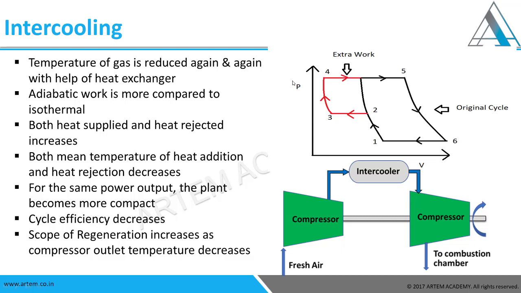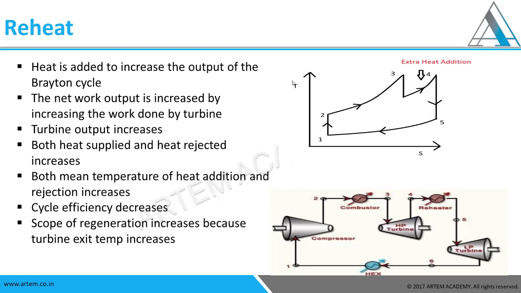This is because we have to give more heat now. From 4 to 5, we have to give more heat. And the work output increases, but generally it falls in the region where the efficiency decreases. With this, the scope of regeneration also increases as the compressor outlet temperature decreases. It means that the compressor output will be as small as possible. We will have more cases of regeneration. So we can definitely form a combination between regeneration and intercooling and increase the efficiency as well as the work output. Now reheat. This is the last process that we do in the Brayton cycle.